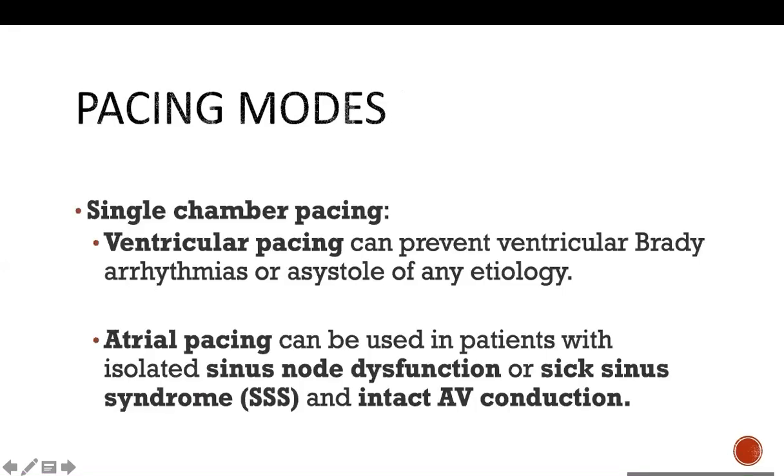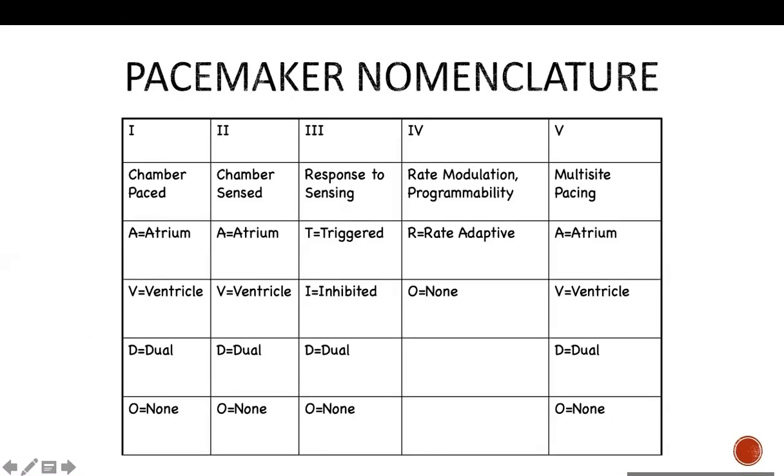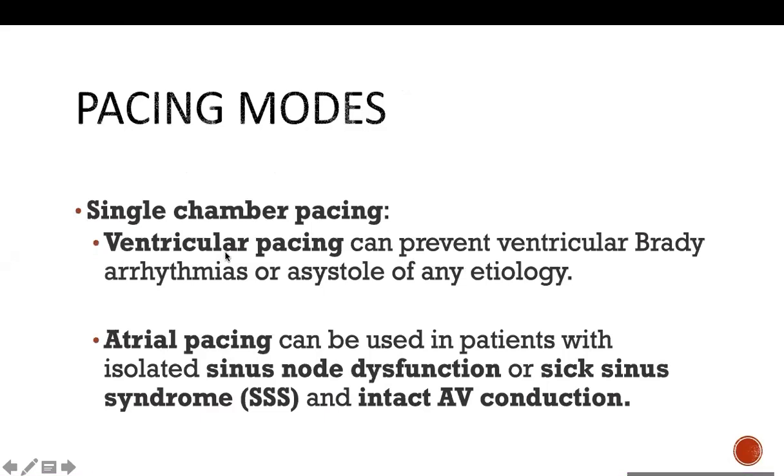In terms of the pacing modes, it also depends on how many chambers are involved in the pacing. If it's a single chamber pacing device, you'll only be able to name one chamber. Most commonly, ventricular pacing is the most common type of single chamber pacing device. You could also have atrial pacing only if you have an isolated sinus node dysfunction or sinus node syndrome with an intact AV conduction.